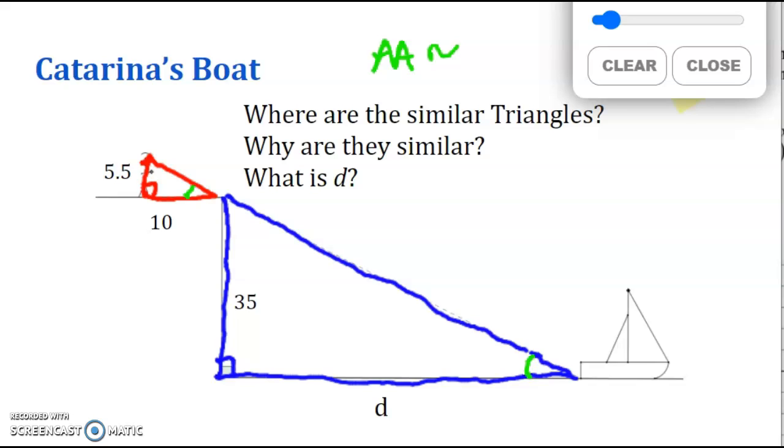Okay, if that is the case, then we can set up an equation that sets the two ratios to be the same. So I know that 35 over 5.5 is going to be the same as D over 10.